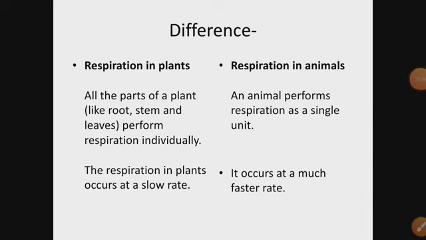Now the important question arises, what is the difference in respiration in plants and animals? All the parts of the plants like roots, stem, leaves, perform respiration individually. In roots, they respire by diffusion. More oxygen is present in the soil, so it diffuses inside, and more carbon dioxide is present in the root, so it diffuses out. The same thing happens in the stem.